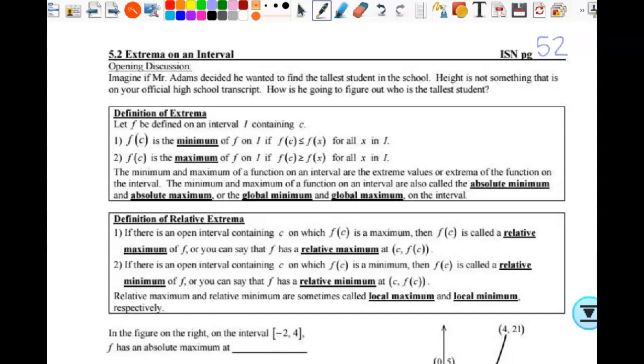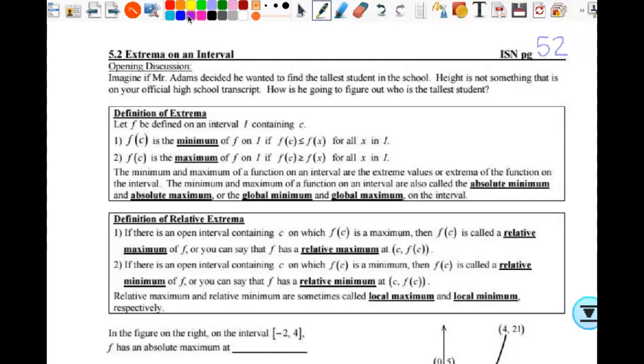So this is going on page 52. We're going to look at extrema on an interval. So extrema being your maximums and minimums, and on intervals, not looking at the entire function as one. Okay, so our definition of extrema.